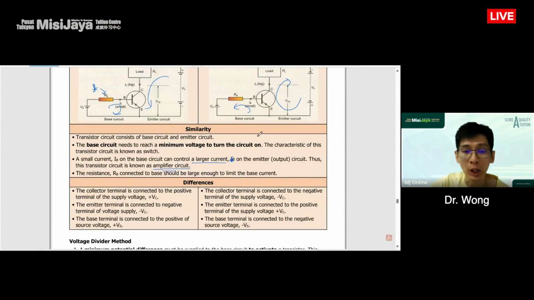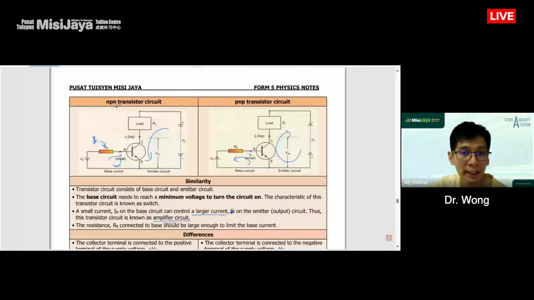Other than this, the operation is the same. So just now we learned about the first function of this circuit, that it is an amplifier. If you still remember, we have something called I gain. It is missing in these notes here. I gain is equal to IC divided by IB. So we use the large current here divided by the small current.